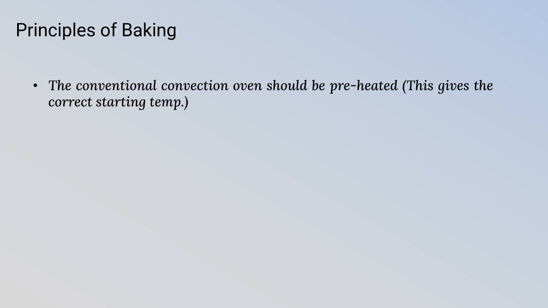Now, what are the principles of baking? The conventional or convection oven should be preheated. Whenever you are going for any baking, the oven should be preheated. Otherwise, you won't get the correct temperature. Baking is purely based on science. So naturally, if you are not attaining the right temperature, your product will be underbaked or overbaked or unevenly baked. So you need to preheat the oven to the right temperature before you start the baking process, and that is the first and very important principle of baking.